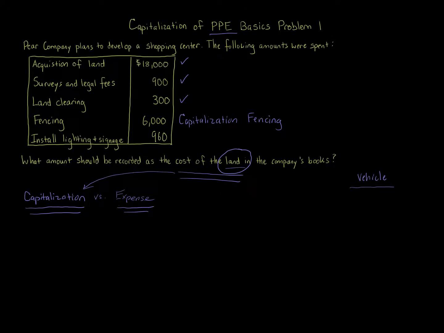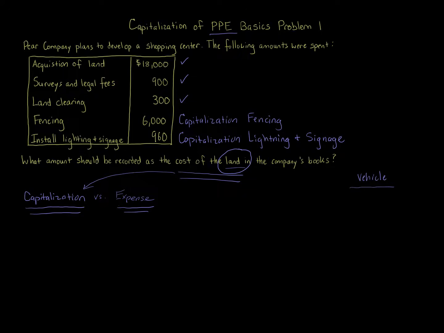Same thing with installing lighting and signage. Again, we would do capitalization, and we would put down on the balance sheet lighting and signage. The idea is that the fencing, the lighting and signage, they are separate components on this land that goes to the shopping center, and they also are considered assets that are long-lived. They will result in more than 1 year of use, and they go towards the production and activity of the business.